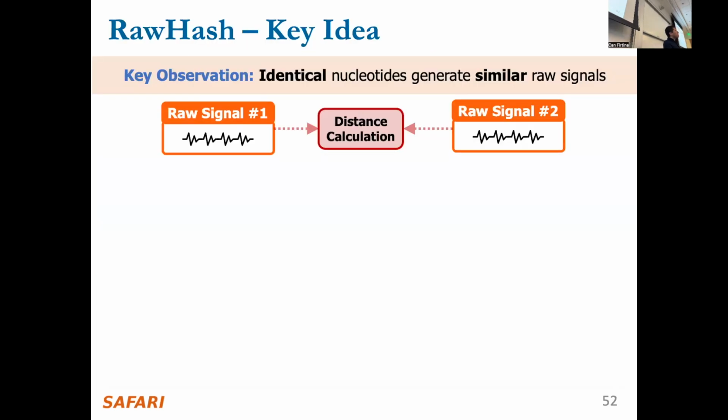Remember the observation that I already mentioned earlier, right? When you're sequencing identical nucleotides, assume that you're sequencing a particular k-mer twice, what's going to happen is that you're going to generate two different signals, and these signals are not going to be exactly matching. But the observation is that these signals are going to be similar to each other. The earlier work exploits this observation by calculating the distance between signals. And when you calculate distance, you can tell the similarity and so on. But we don't want to do this because it is costly.